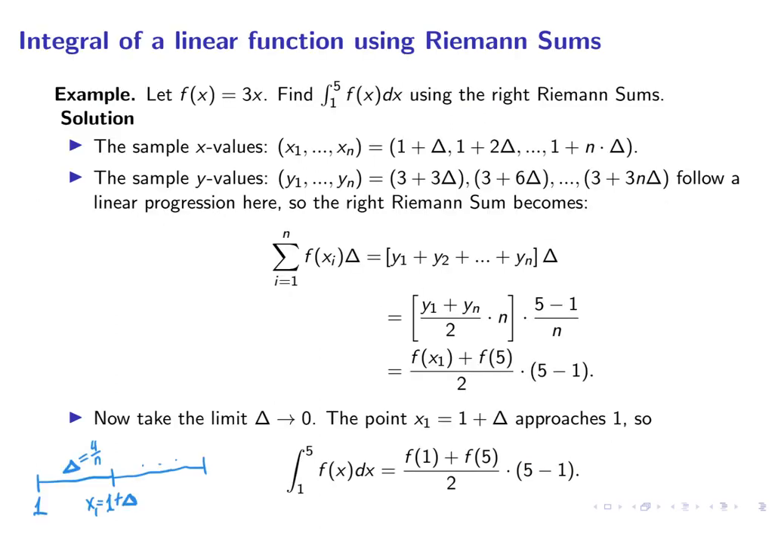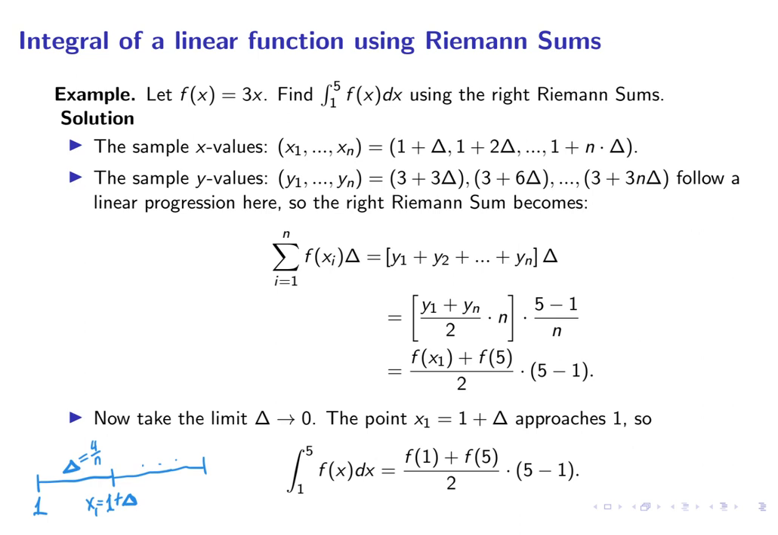Now we take the limit of the Riemann sum as n goes to infinity. Equivalently, since the length of each interval is 5 minus 1 over n, as n goes to infinity, the length of each interval goes to 0. So equivalently, we can take the limit as delta goes to 0.